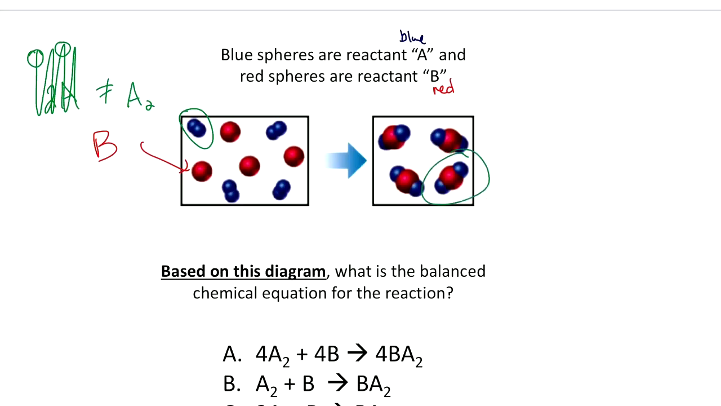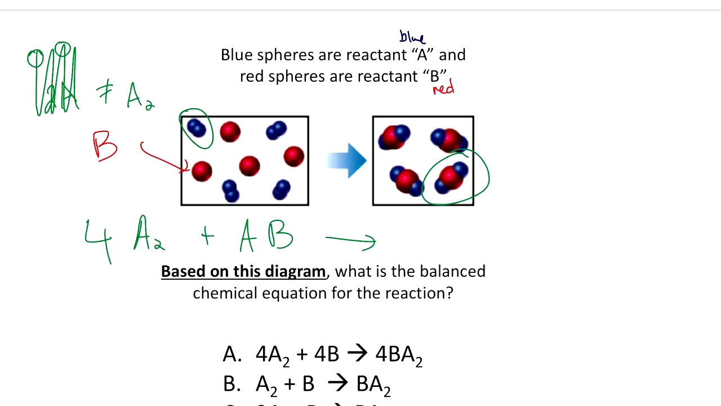Okay, so then how would we describe the product? So it looks like there's 4 of them here. Oh yeah, we didn't actually count up what's going on here. So how many A2 molecules do I have in this picture? 4. And then how many B atoms do I have? 4. Okay, great. Then we draw our arrow.